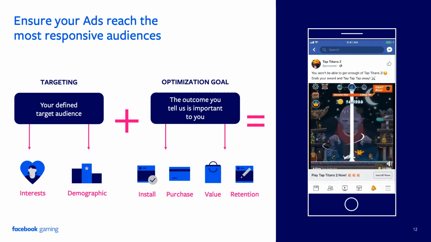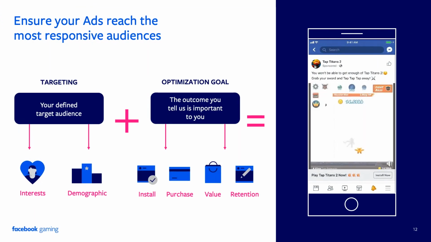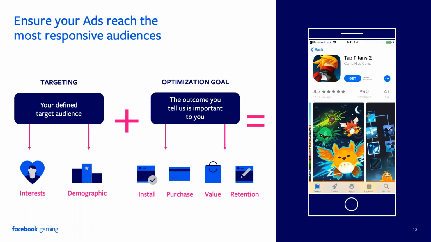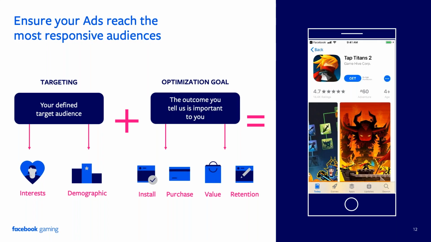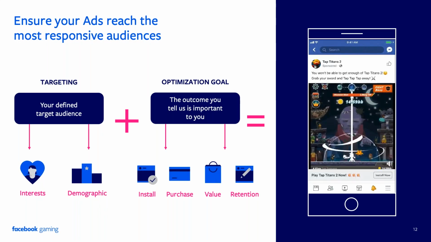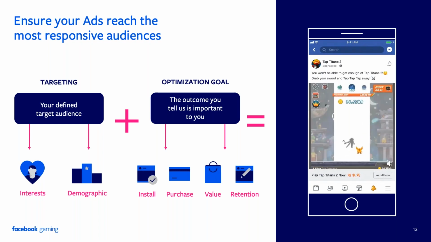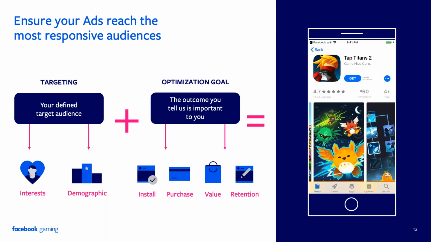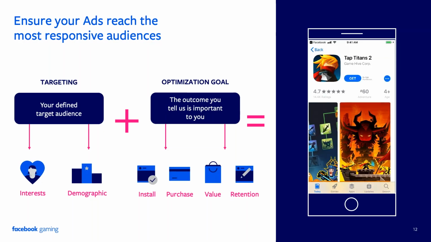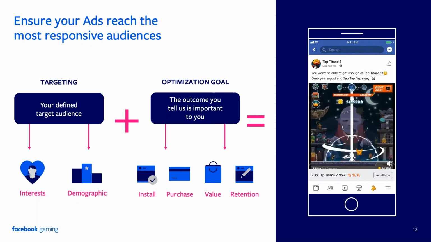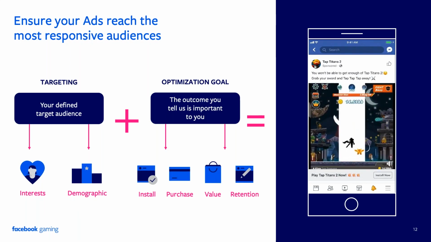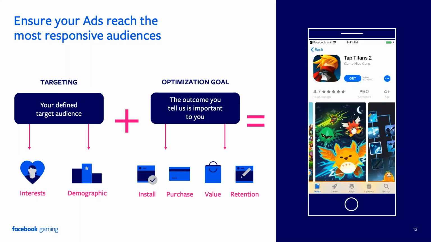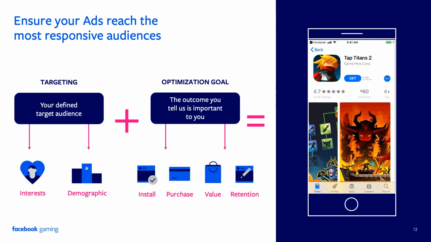We offer two components or targeting layers. The first one is obviously targeting, which is your defined target audience, and the second is the optimization goal that ensures your ad reaches the people within your target audience that are most likely to take your desired outcome or action. How does it work? Our machine learning crosses between your defined target audience, let's say, for example, people who like mobile games between the ages of 20 to 45, with your desired outcome, for example, people who purchase within apps. That way, our system is able to find people that both meet your targeting criteria and whose behavior on our platform matches your optimization goal.